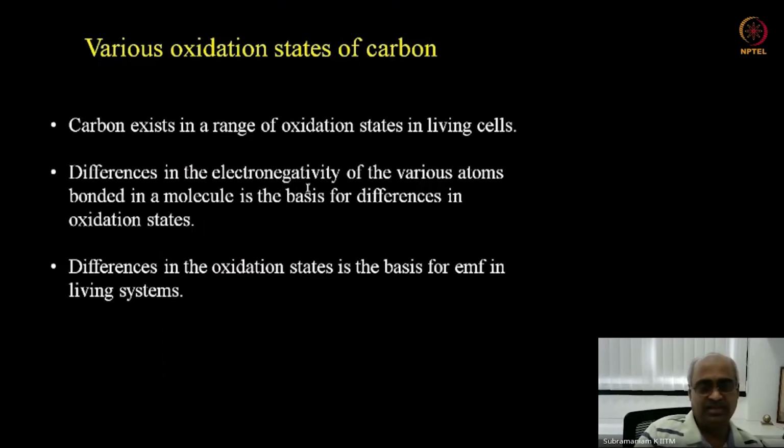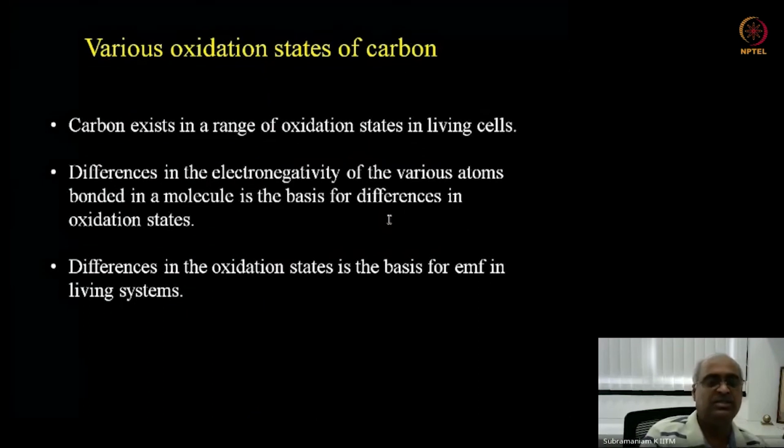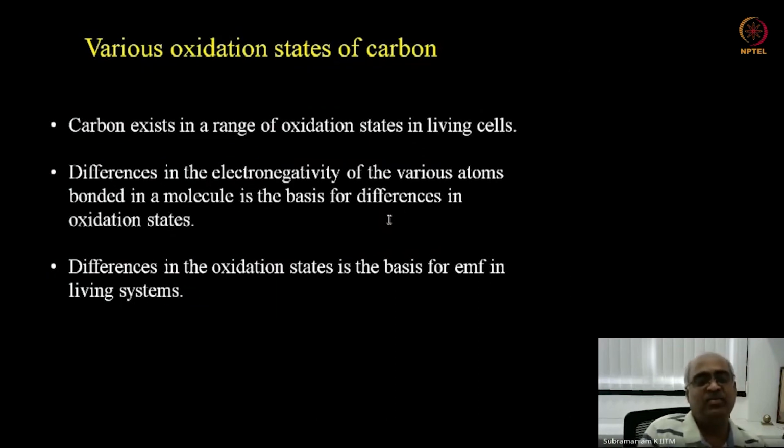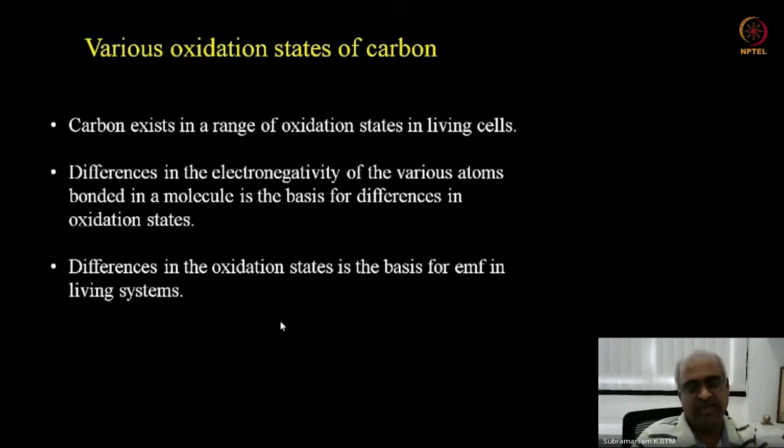The basis for this is the relative electronegativity. If you have carbon bonded to hydrogen, nitrogen, phosphorus, sulfur, oxygen, depending on that the relative affinity will keep changing because the electronegativity of these atoms varies, oxygen being the strongest and hydrogen being the lowest. And these differences in electronegativity, coming from the differences in the oxidation state, are the basis for generating this electron motive force in living systems. So that is how energy flow happens in the living system.